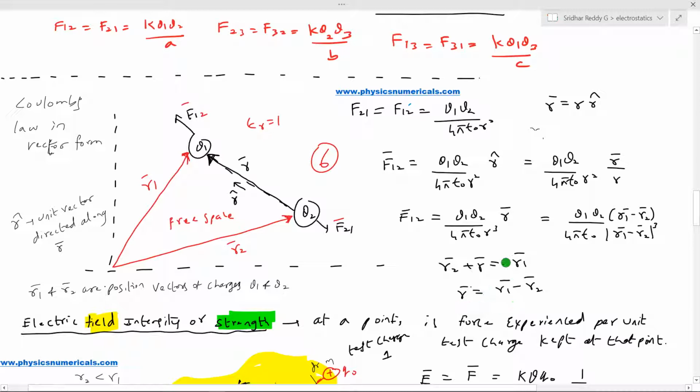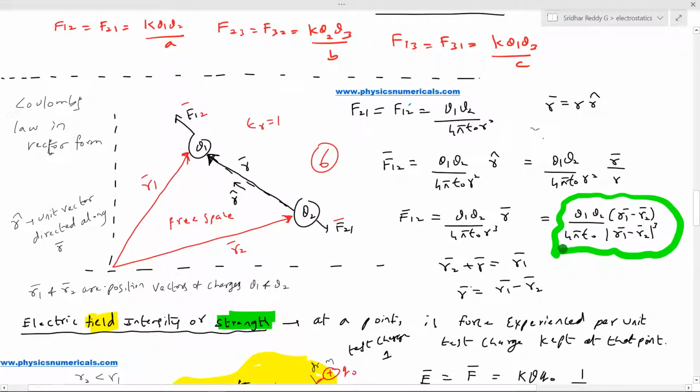Okay, let me replace that R bar here. So what is R bar? R1 bar minus R2 bar. And what is the magnitude of R bar? The magnitude of that R1 minus R2. So this is the vector form of Coulomb's law.